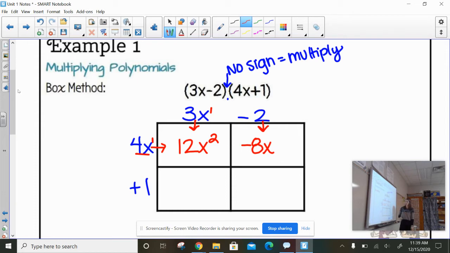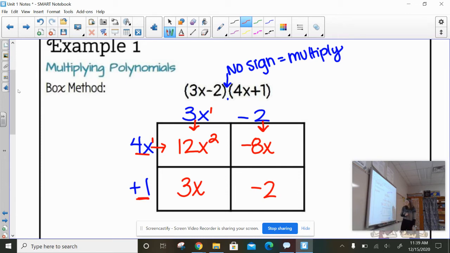Okay. So now I'm moving to the 1. So I'm multiplying 1 times 3x, and it will go here, which is just 3x. And then multiplying 1 times negative 2, and it will go down here at the bottom. So 1 times negative 2 is negative 2.